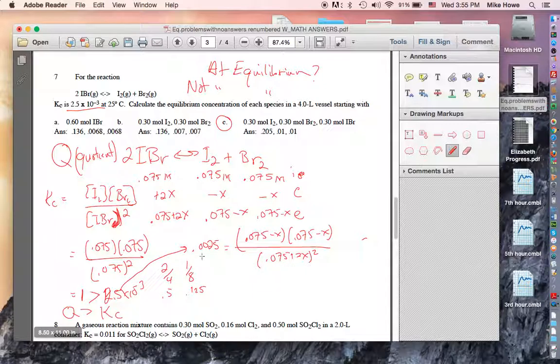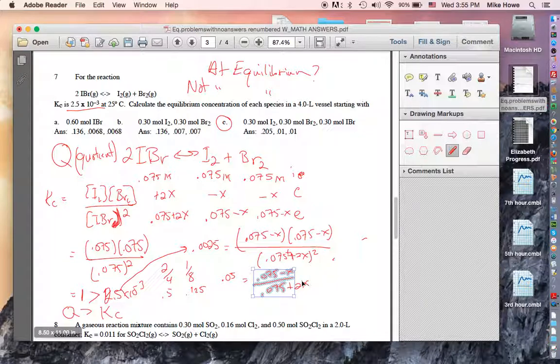So now to solve this problem, it's convenient because it's a perfect square. Take the square root of both sides, and 0.05 then will be the square root of this number. And the square root of that squared is just 0.075 minus x. And on the bottom you'd have 0.075 minus 2x. Or excuse me, plus 2x. That's a plus sign right there, plus 2x. Not sure what all that mess is there, but anyway, 0.075 plus 2x.